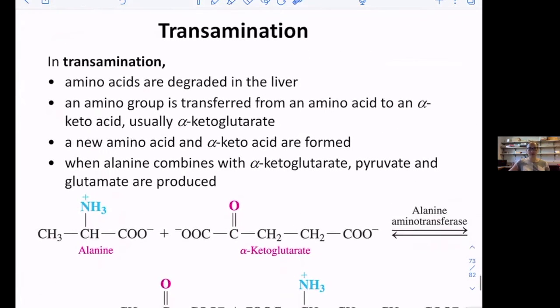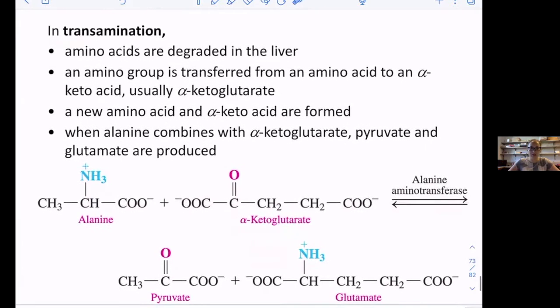Okay, so transamination is the process to degrade amino acids and to form those acetyl-CoAs. In our liver is where our amino acids are degraded. The amino group is transferred to an alpha keto acid, usually alpha ketoglutarate, and it forms a new amino acid and a new alpha keto acid. Let's look at an example. If we take alanine, we have this NH3 here, and something called alpha ketoglutarate, which is formed in our body from glutamate, but we'll see that in a second.